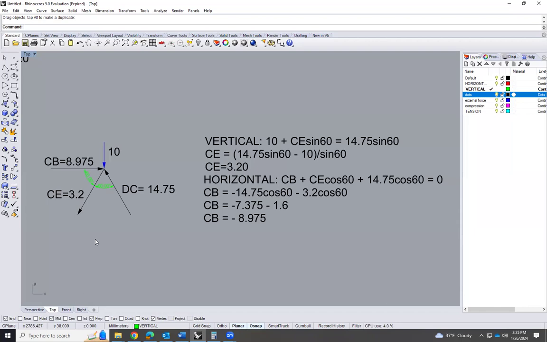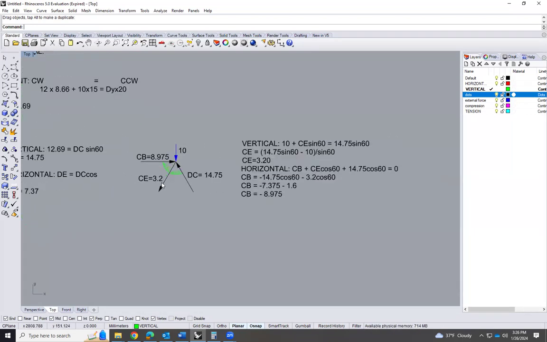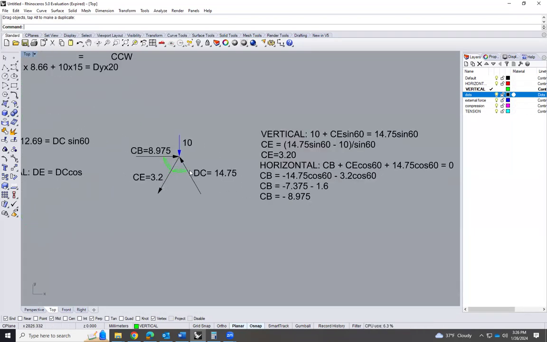Yeah, that makes sense. Now we have this going right, that goes left, that goes left too. And yeah, the horizontal component of CE plus the horizontal component of DC equals CB. And then the vertical component of this and the vertical component of that. Okay, so there's a balance here. Can we do this with a graphic? I think we can.